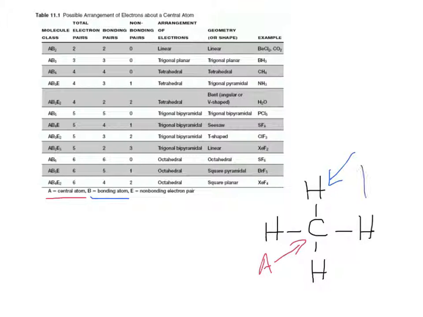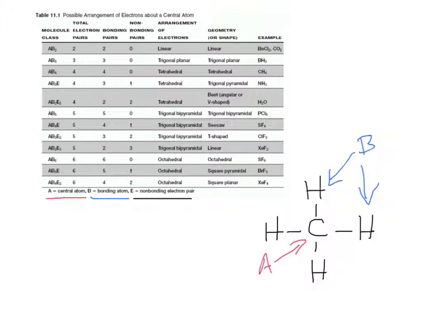So here's one, and here's one. And there's four of them actually, right? So we can go around, but there's four bonding atoms. And then if we had any non-bonding electron pairs, we're going to use an E, and we don't have any in this case. So we don't need that here.